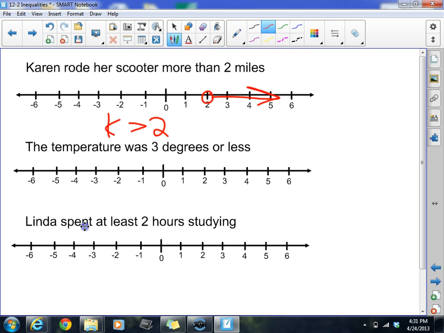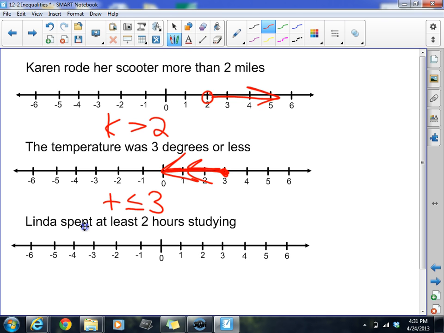Okay? Let's do a couple more. The temperature was 3 degrees or less. So we can include 3 degrees this time. So we're going to put T for temperature, and I can include 3 degrees or less. So it's going to be T is less than or equal to 3. Okay, so my graph is going to look like, and I'll make it a little bigger, like this.